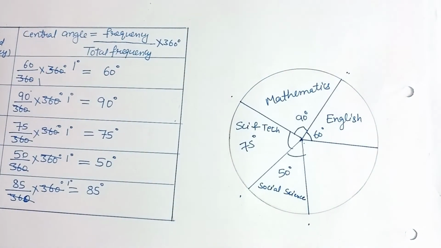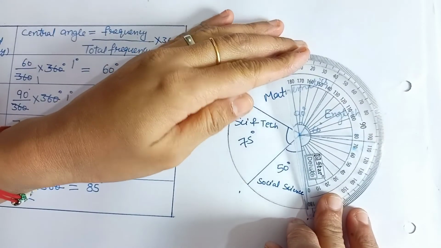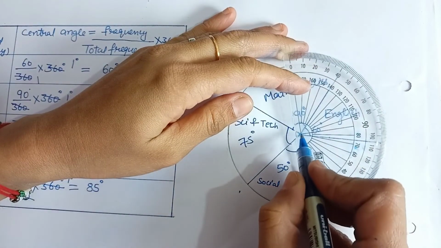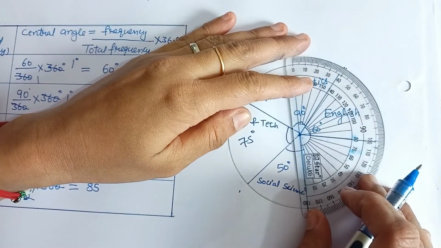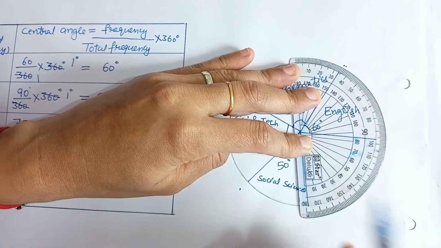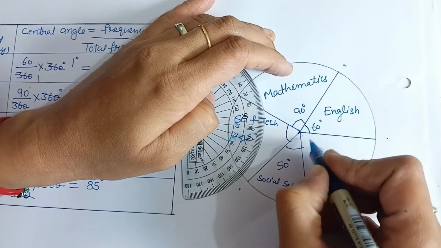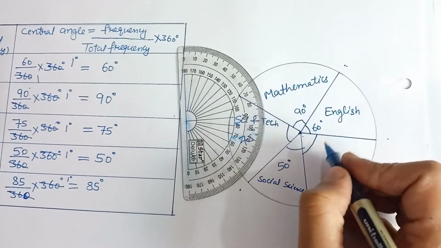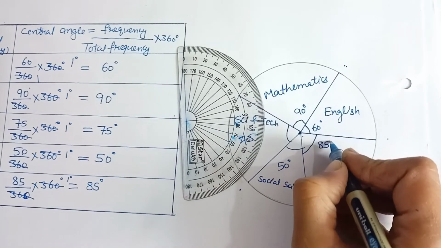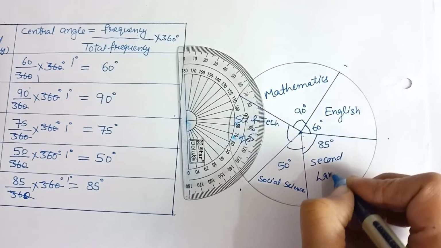Next is second language, and the central angle for second language is 85 degree. We will do the same procedure. The center will coincide with this point and this 0 degree line over this. This will automatically be 85 degree. As you see, this angle is already 85 degree, because the sum of all the angles in a circle is 360 degree. So it will be 85 degree. This is for second language.